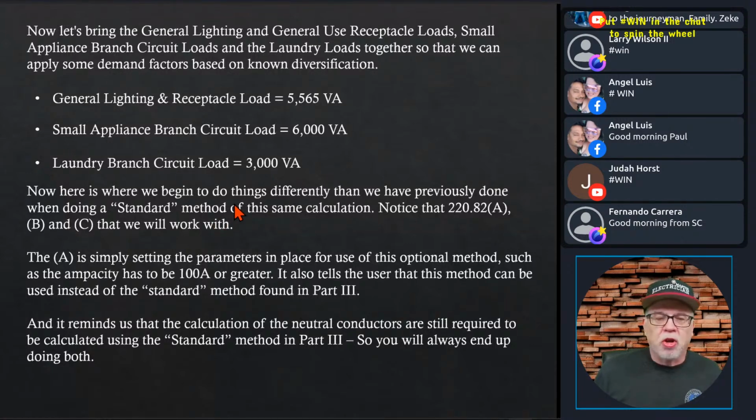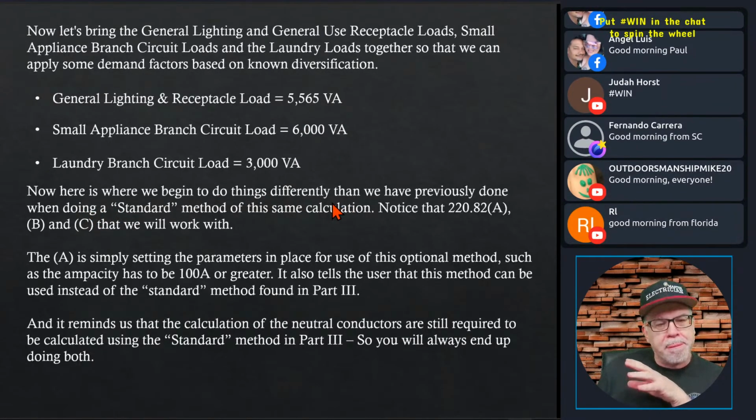All right. So again, different, but we pull everything together. So we saw that it was 5,565. That was our general lighting. We have 6,000 for our small appliance. We have 3,000 for our laundry, which was 2 laundry circuits. This was 4 small appliances, by the way. Now, here's where we begin to do things differently than what we did.